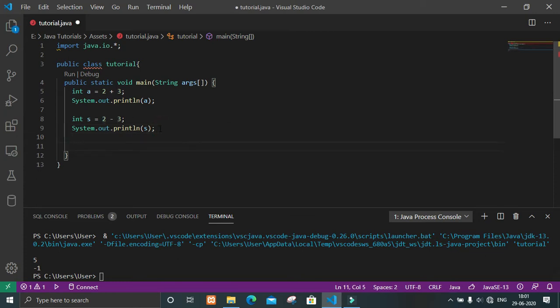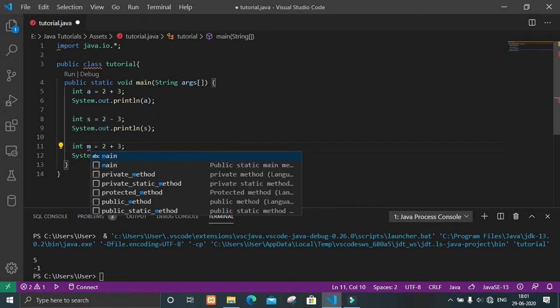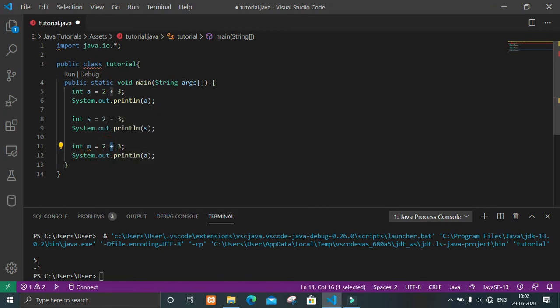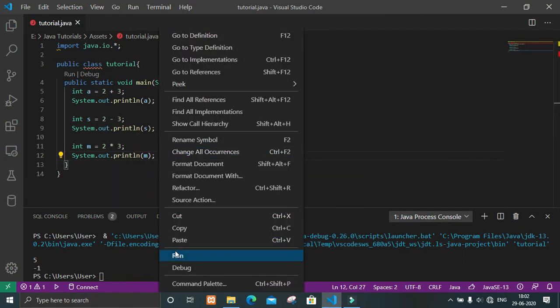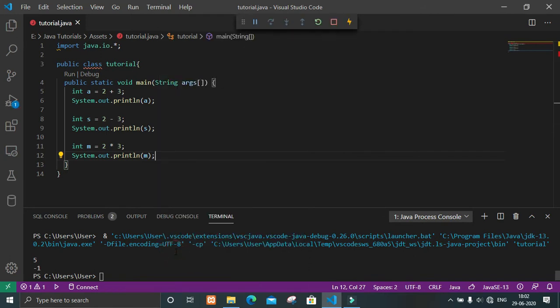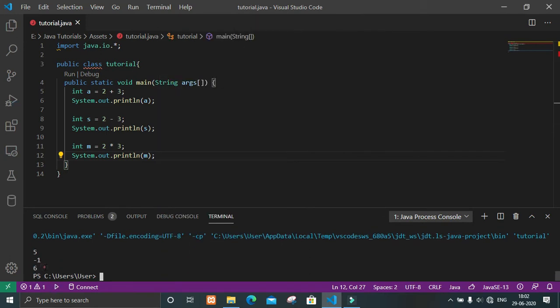And let's go further with the multiplication operator, and let's multiply 2 with 3 and get the value of the outcome. Here you can see 2 into 3 is 6.